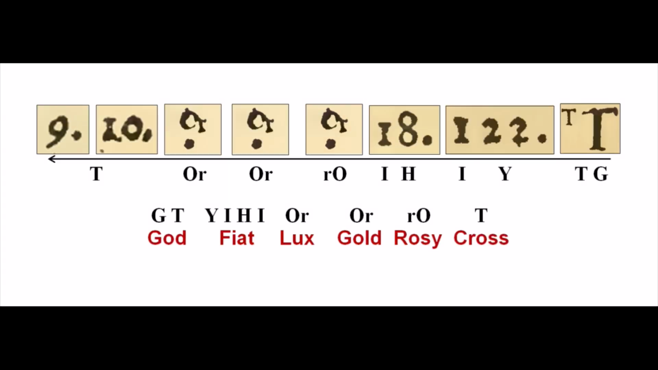This is a message about light, starting with the letters GT at the beginning of Sonnet 122, which can be seen when the page is held up to a light. Reading right to left, it spells GT Yihi-or rho T, which translates to God, let there be light, gold rosy cross. Like with the cover, this message is found in the verse of the sonnets 3 times.